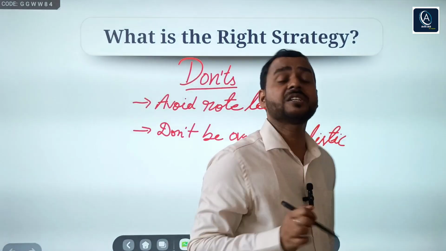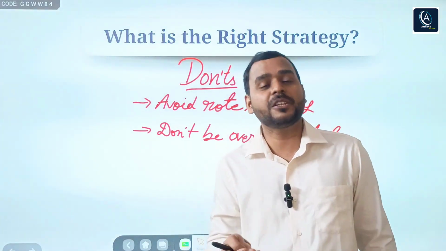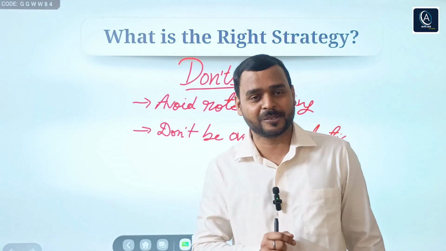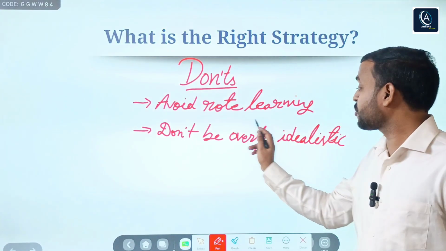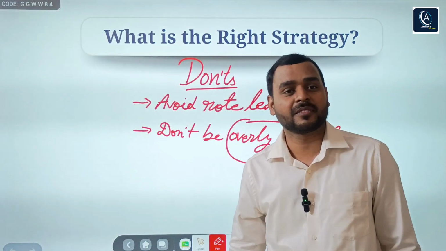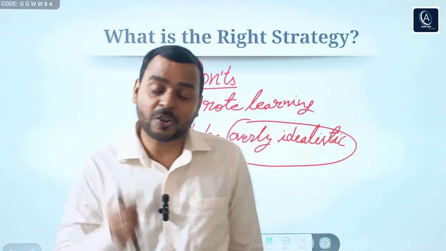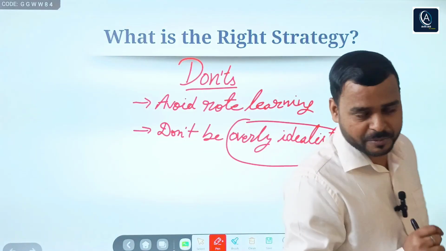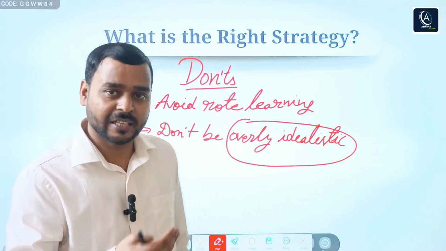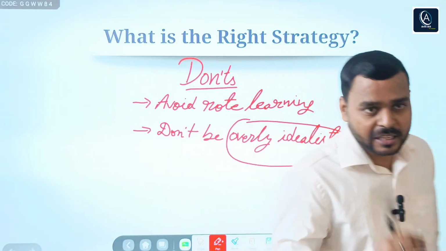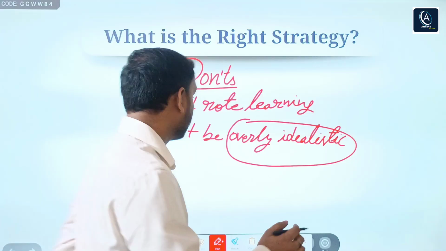So what does overly idealistic mean? You are just giving philosophy, even in your answers, but no practical solution, even in your case study. That is called overly idealistic. Be action oriented, not just philosophy based or theory based, but action oriented. Apply. Try to learn the method of application.